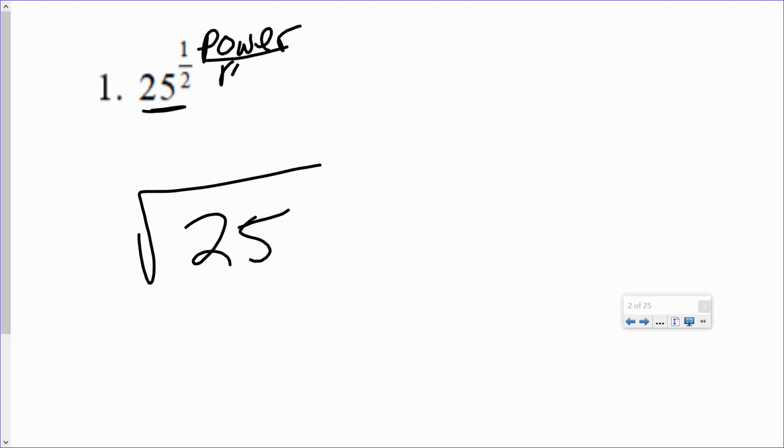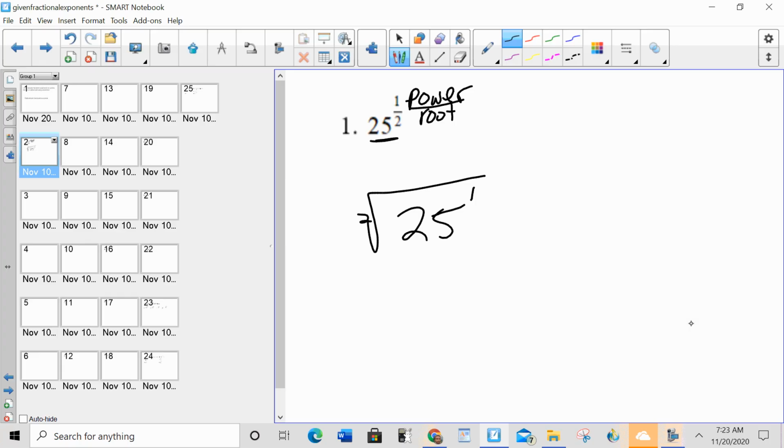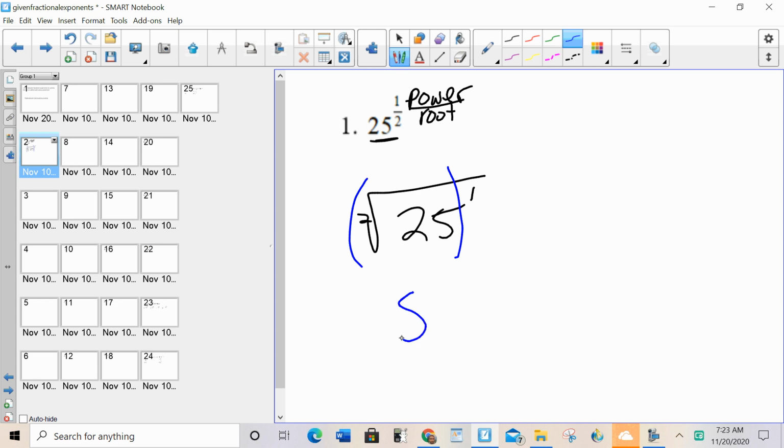over the root. So the power is what this is being raised to, and the root is what goes outside the radical. Now from here, we evaluate what we have written here. I like to always do the root first. So I'm going to start by doing the square root of 25. The square root of 25 is 5. Raise that to the first power. 5 to the first power is 5.